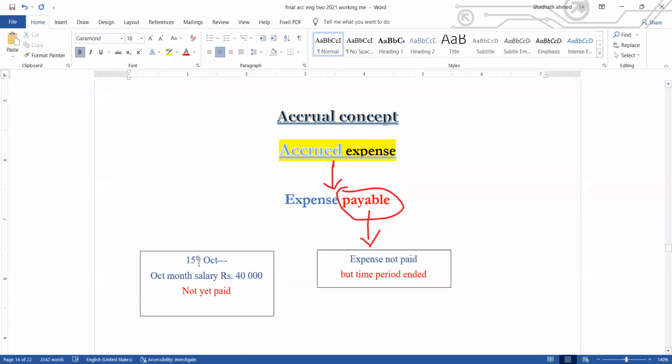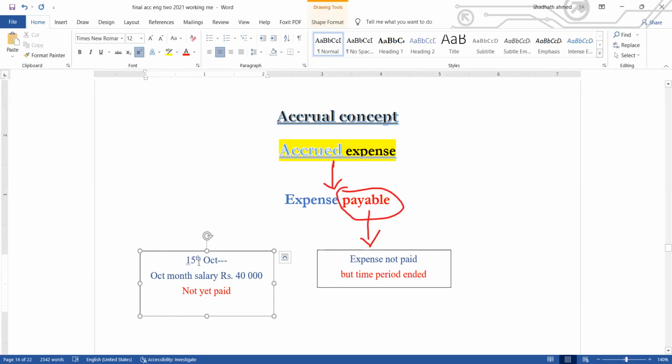So has the time period ended? Time period means the October month ending on 31st of October. Today is 15th of October, so half a month has ended. Still we didn't pay a single rupee to that particular employee. Can we say this 40,000 is accrued, or expense payable, or salary payable?